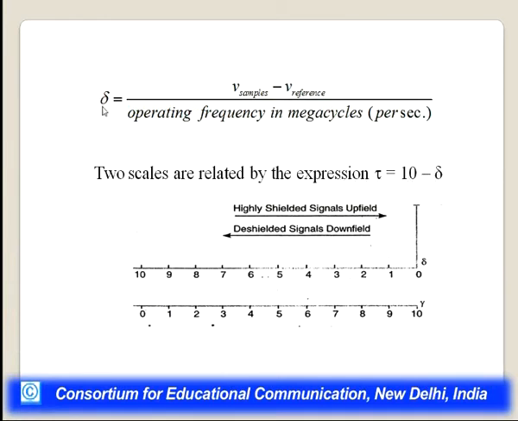And what is the delta value? You can see how we can calculate it: the frequency of the sample minus the frequency of the reference, divided by the operating frequency in megacycles per second. So ultimately we get the delta value, and no unit is there.